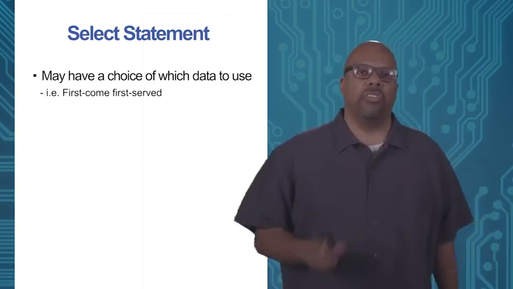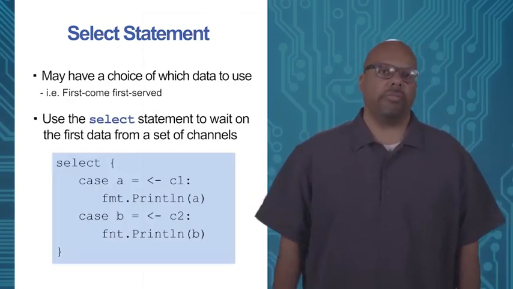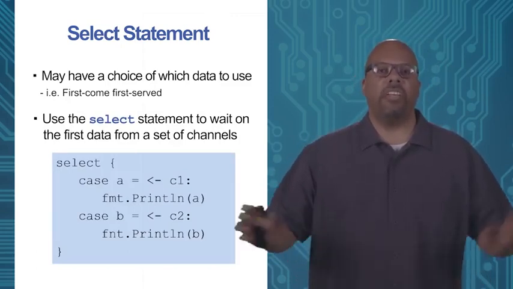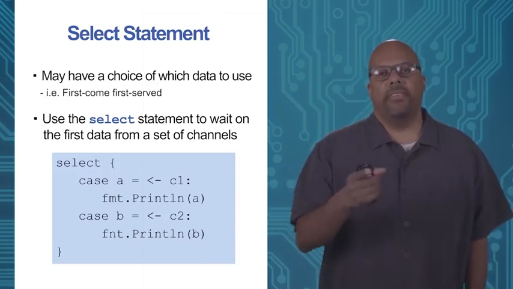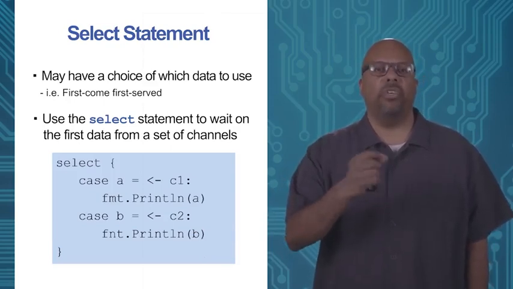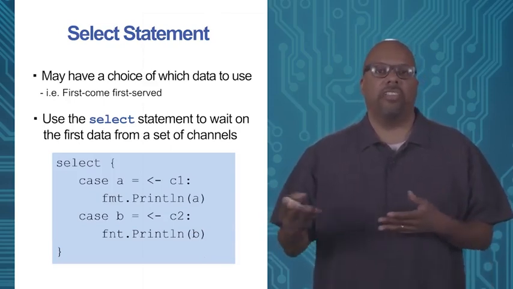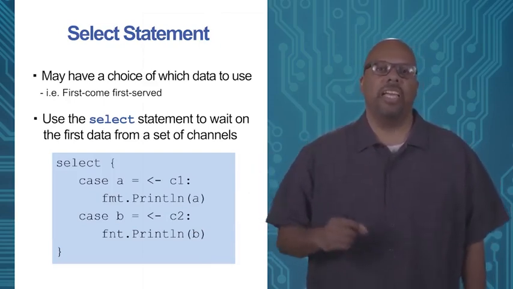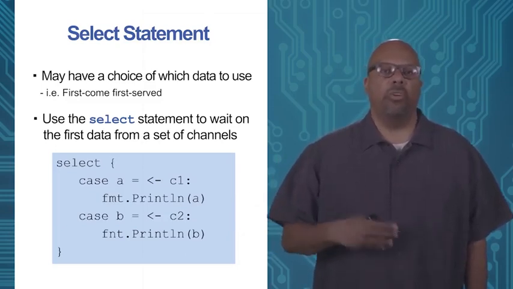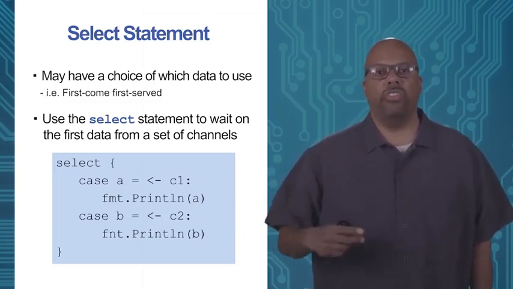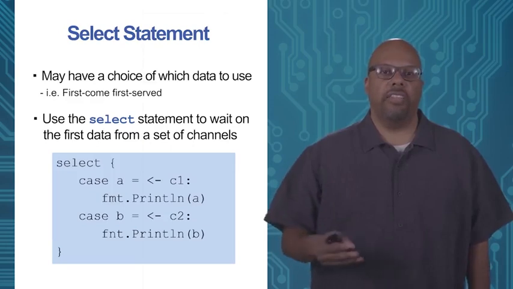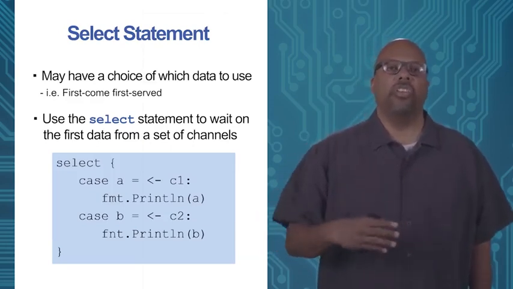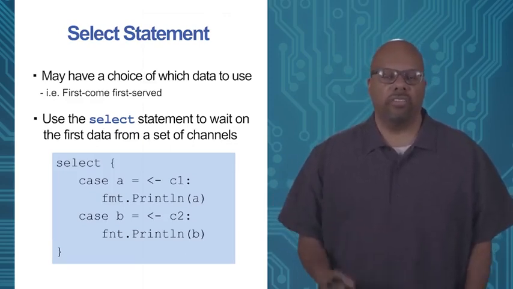So that's the case where you use a select statement like I'm showing here. The select statement allows you to wait for the first data from a set of channels. In this case, we've got two cases. First case is waiting on C1 to write it to A. Second case is waiting on C2. Whichever one of those two happens first, that's the one that's going to get executed. So if the data comes in on C1 first, it'll do the first case and skip the second case, and vice versa.